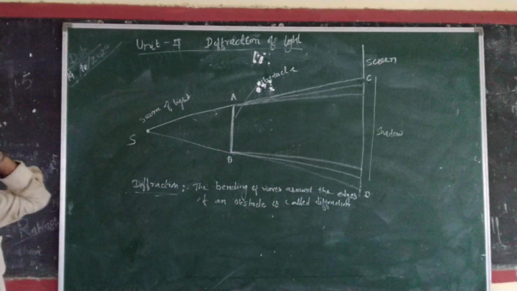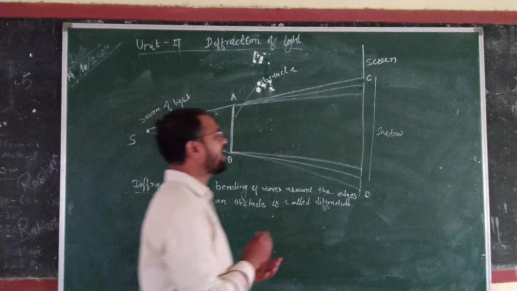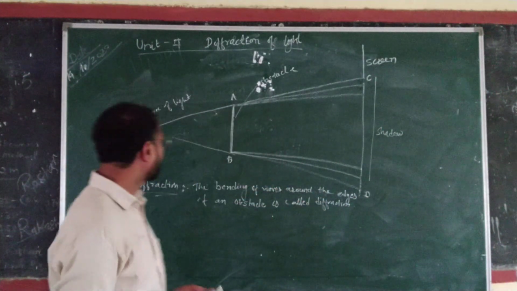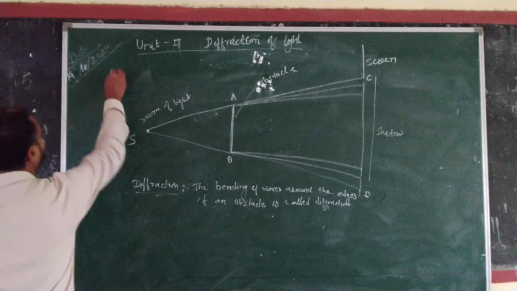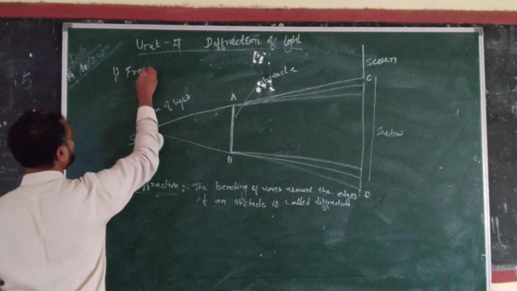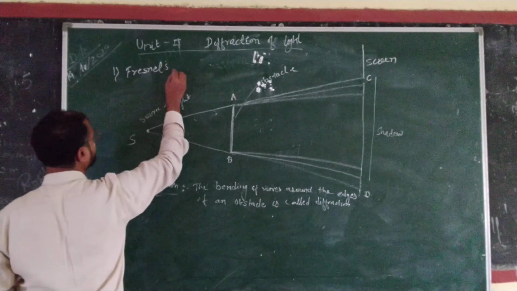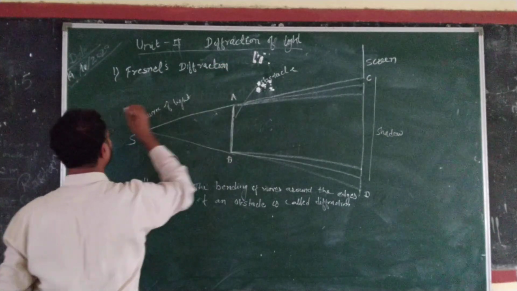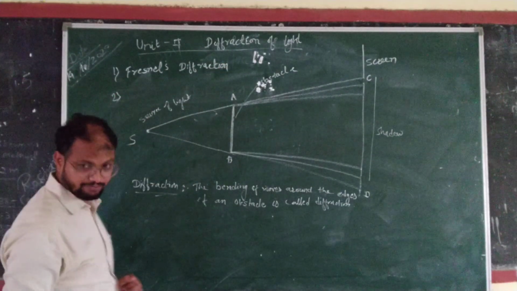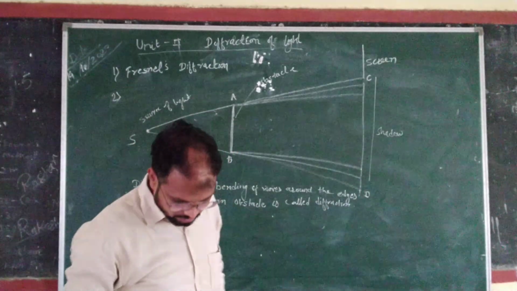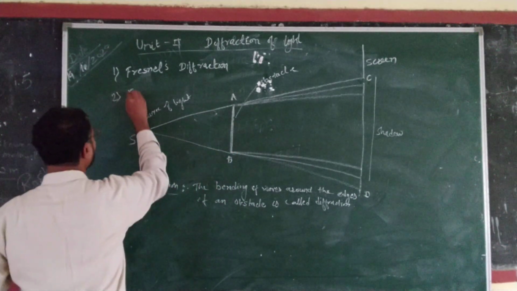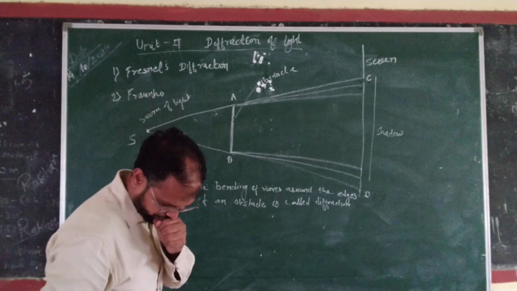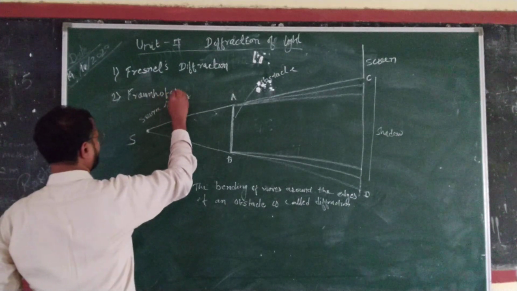There are two types of diffraction: Fresnel diffraction and second, Fraunhofer diffraction. What are the types of diffraction of light? First, Fresnel diffraction. Second, Fraunhofer diffraction.